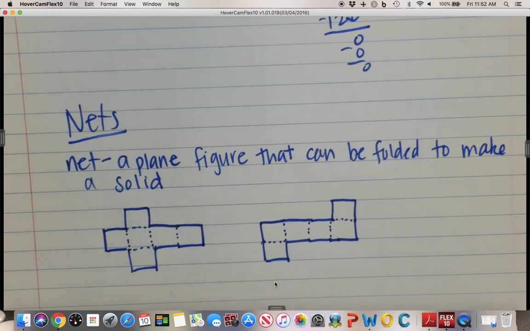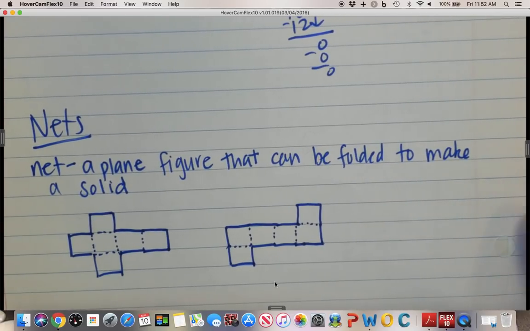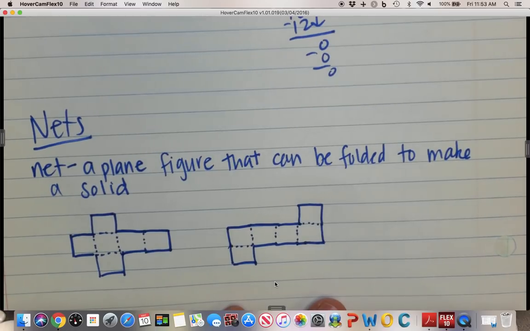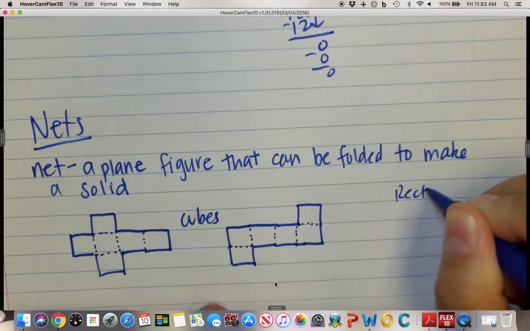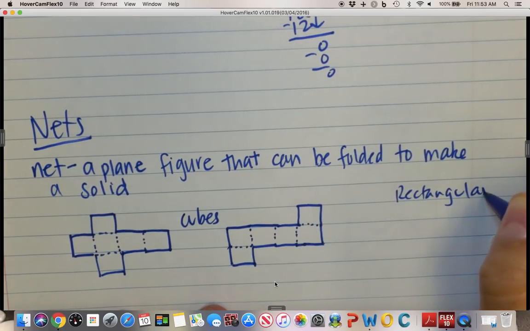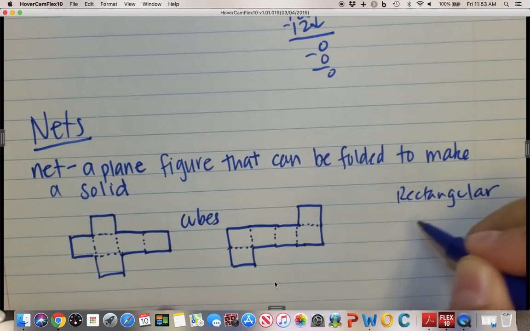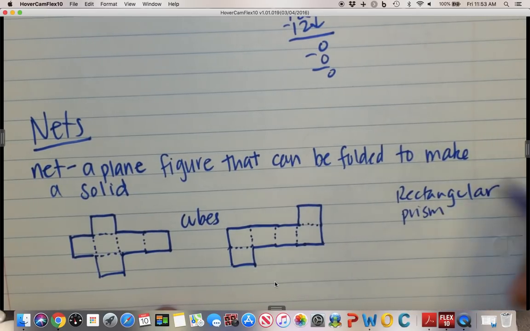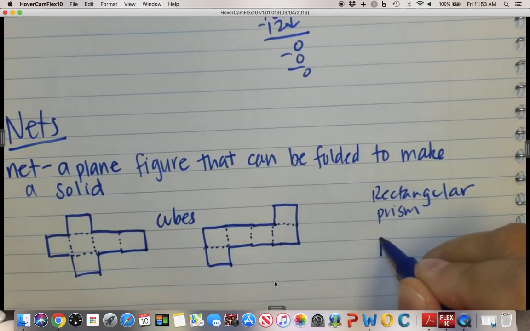I'm not going to show you all of them, but just know that a net is an unfolded version of a solid. And there are nets for rectangular prisms, triangular prisms, and cubes. I'll show you. These are both cubes. I'll show you one rectangular prism, and then we'll be done. There will be no to do because I will give you a worksheet on practicing with these. Your net for your rectangular prism could look something like this.